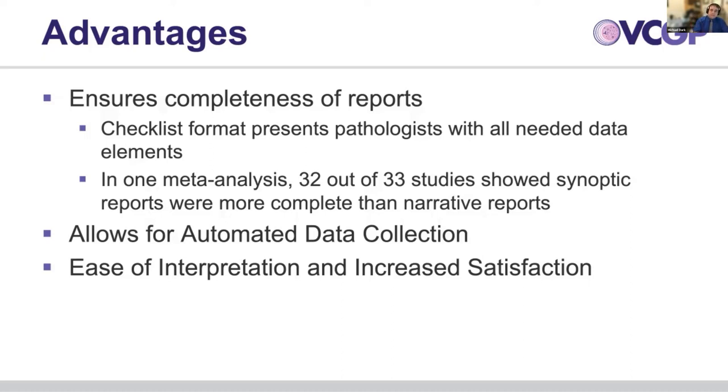And in one meta-analysis in human medicine, 32 out of 33 studies showed that synoptic reports were statistically significantly more complete than narrative reports for the same types of tumors in the same institutions. Synoptic reports allow for automated data collection because a computer can easily go in with that table format and extract the data element and the response. And so that lets you go through a large number of reports quickly and pull out information that's significant.